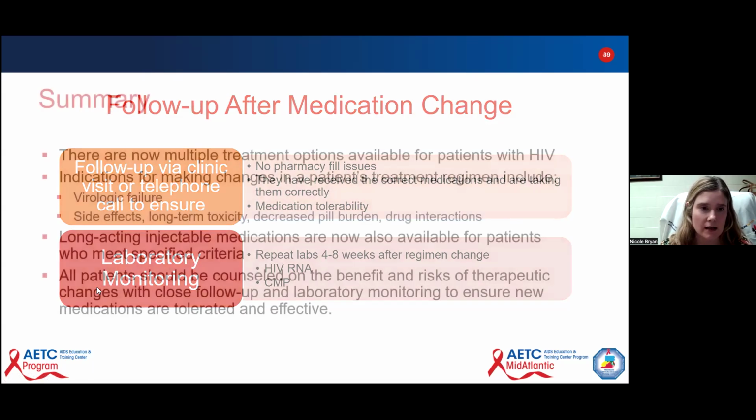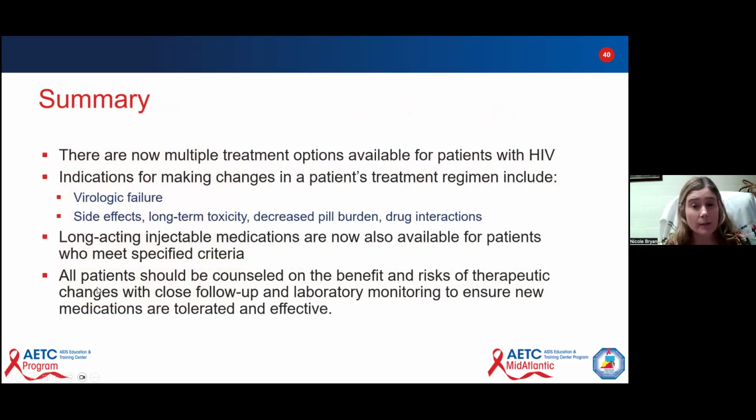And finally, just a final summary. There are multiple treatment options for patients with HIV, so we have lots of things to choose from. The main indications to make changes, if they're already on treatment, are virologic failure, side effects, long-term toxicity, decreasing pill burden and drug interactions. We also now have long-acting injectable medications available, and probably some more in the pipeline along the way. And then really spending time counseling patients on the risks and benefits for different therapeutic changes, and make sure that you follow them closely and have follow-up labs to ensure that they're tolerated and effective.